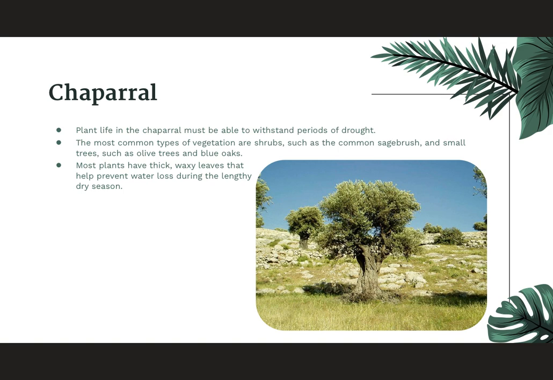Plant life in the chaparral must be able to withstand periods of droughts. So, most common types of vegetation include plants like shrubs, sagebrush, and small trees such as olive trees and blue oaks. Most plants have thick, waxy leaves to help prevent water loss during the lengthy dry season. And it's important to pay attention here. Notice, guys, this is something you'll see more often, that you've seen a few times already. So in areas that have a very dry climate, a lot of times your plants will develop coatings for their leaves to help limit water loss.